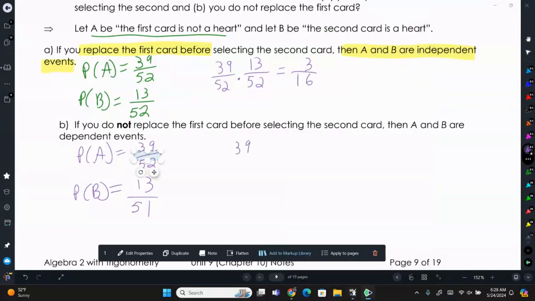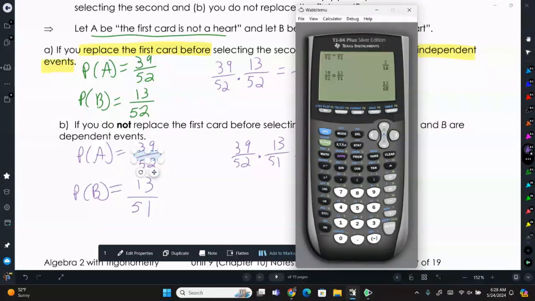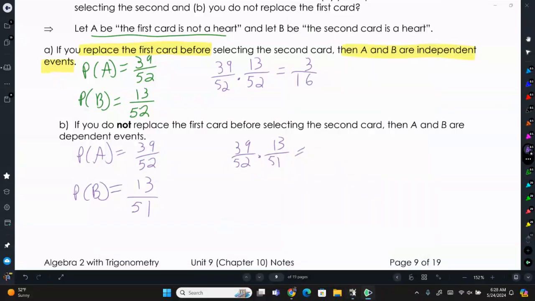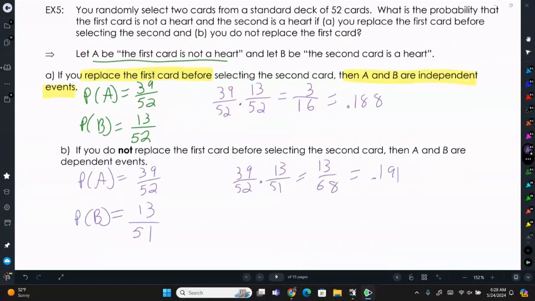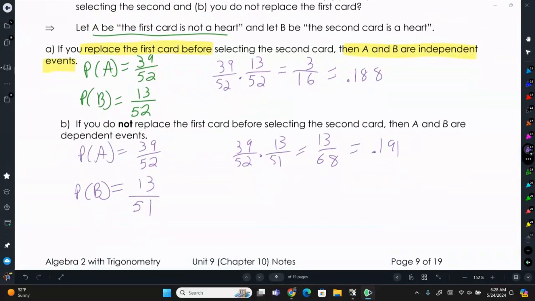So 39 over 52 times 13 over 51 was 13 over 68. And if we converted those to percentages or decimals, this would be 0.191, and the other one would be 0.188. So it is a little bit more likely to have both these events occur if we do not replace the card.